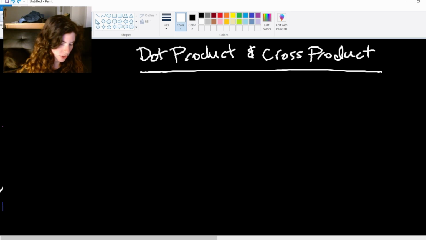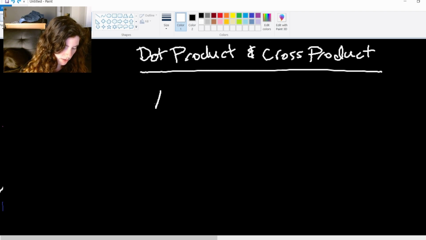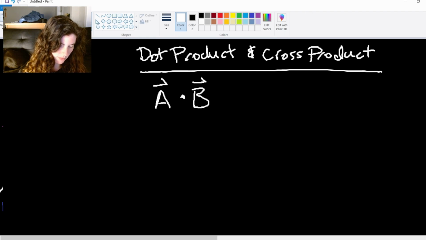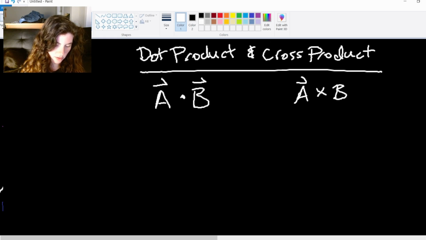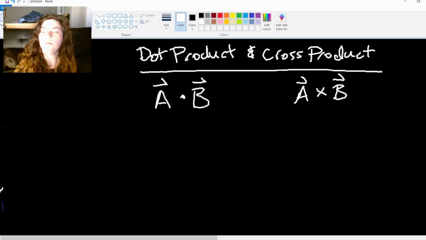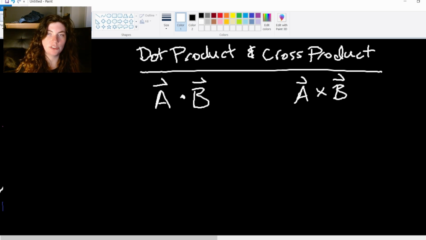So first, notation-wise, our dot product is going to be the vector A dot the vector B. It just makes a little dot between them. Our cross product is going to be the vector A cross the vector B. Super easy to tell them apart. Notationally, they sound just like they're drawn.